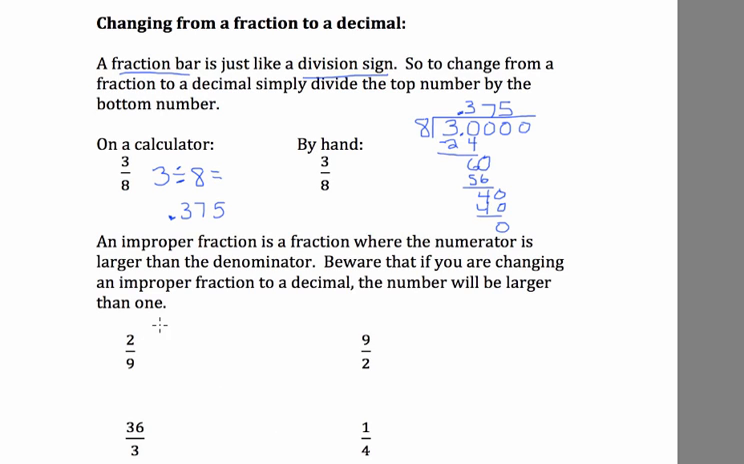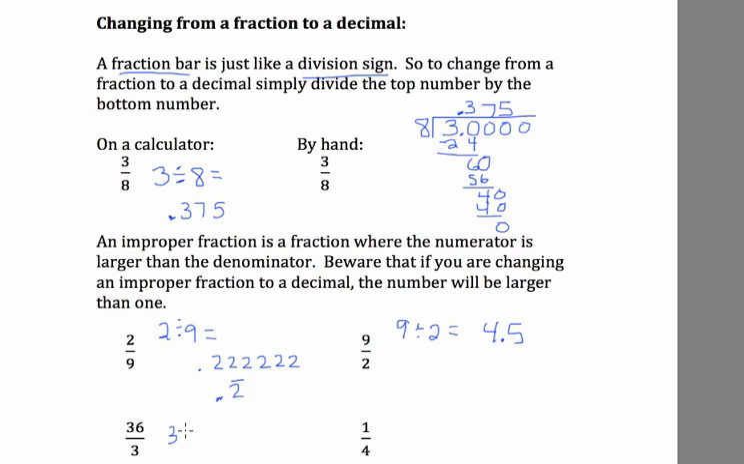Enter into your calculator 2 divided by 9. You get 0.222222222. Your calculator cuts it off after a while, but that 2 actually repeats. Here's how we show repeating. A bar over the 2. 0.2 repeating. 9 halves. 9 divided by 2 is 4.5. Again, a number larger than 1.